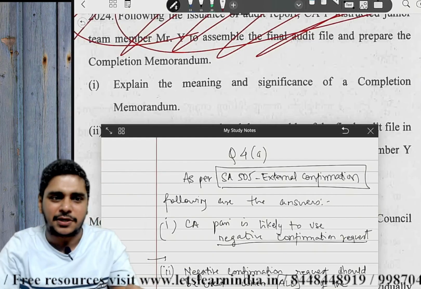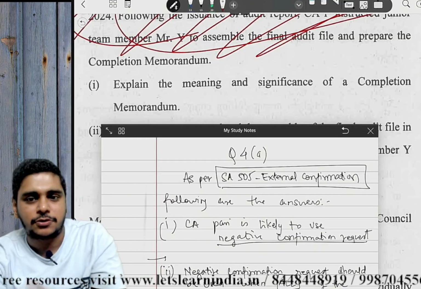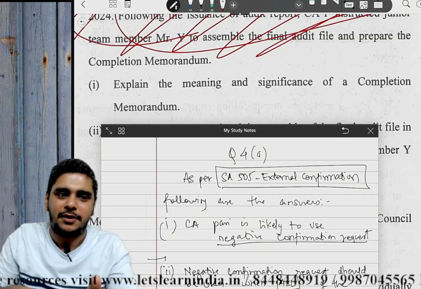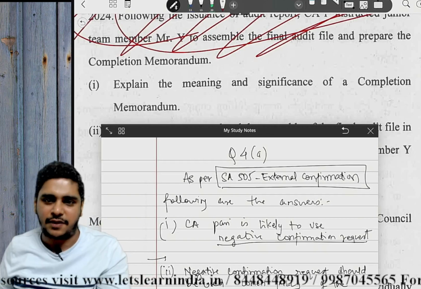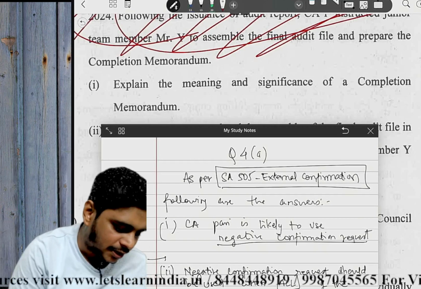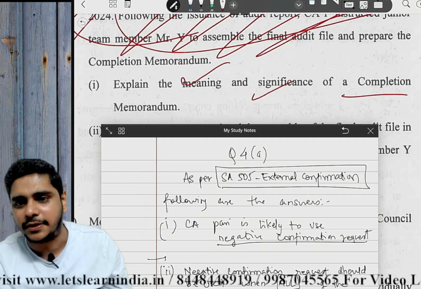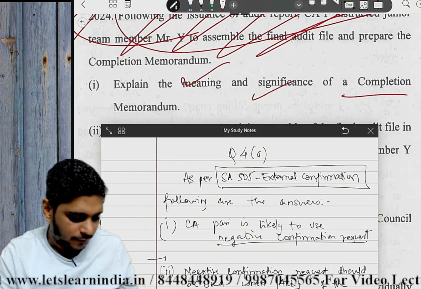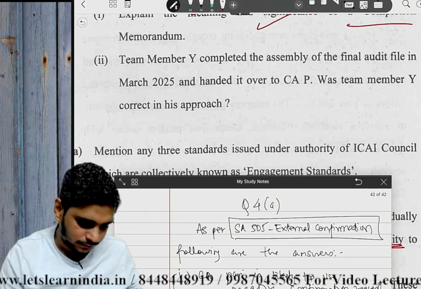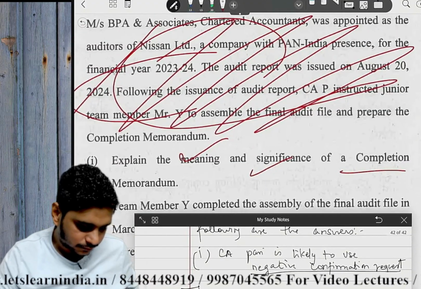It is a direct question. What we did in negative confirmation request also, they made a story. You were supposed to identify it, and you were supposed to write the theory of negative confirmation request. Here you are supposed to write the meaning and significance of completion memorandum. It is there in the audit documentation chapter. You can open the notes and see. Direct question.